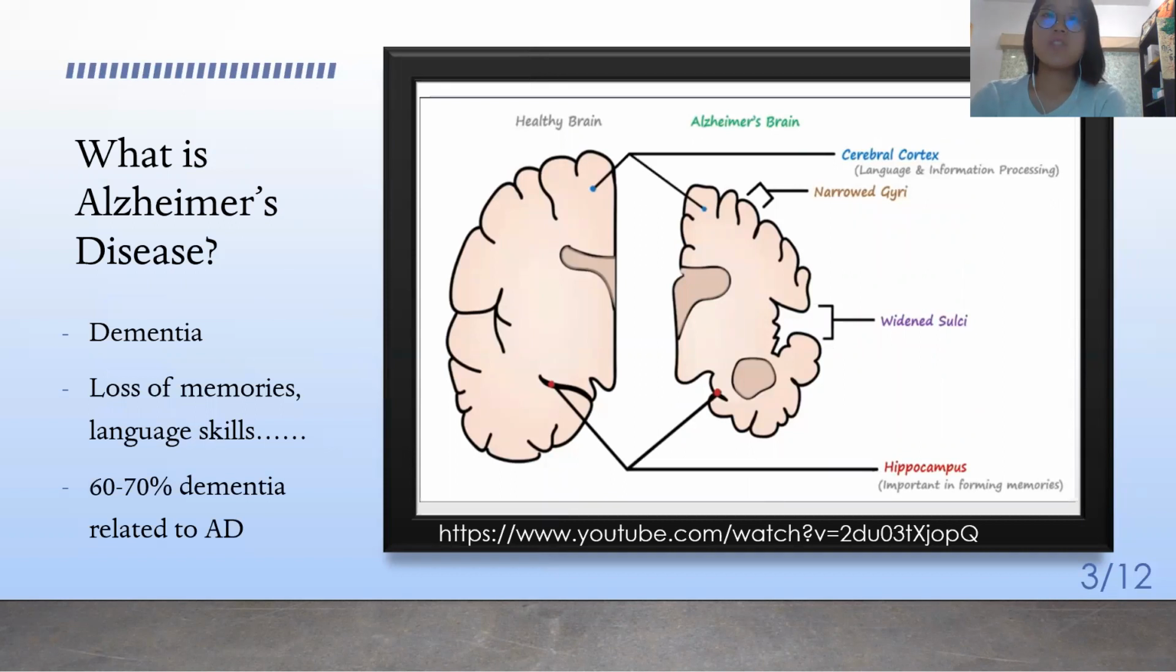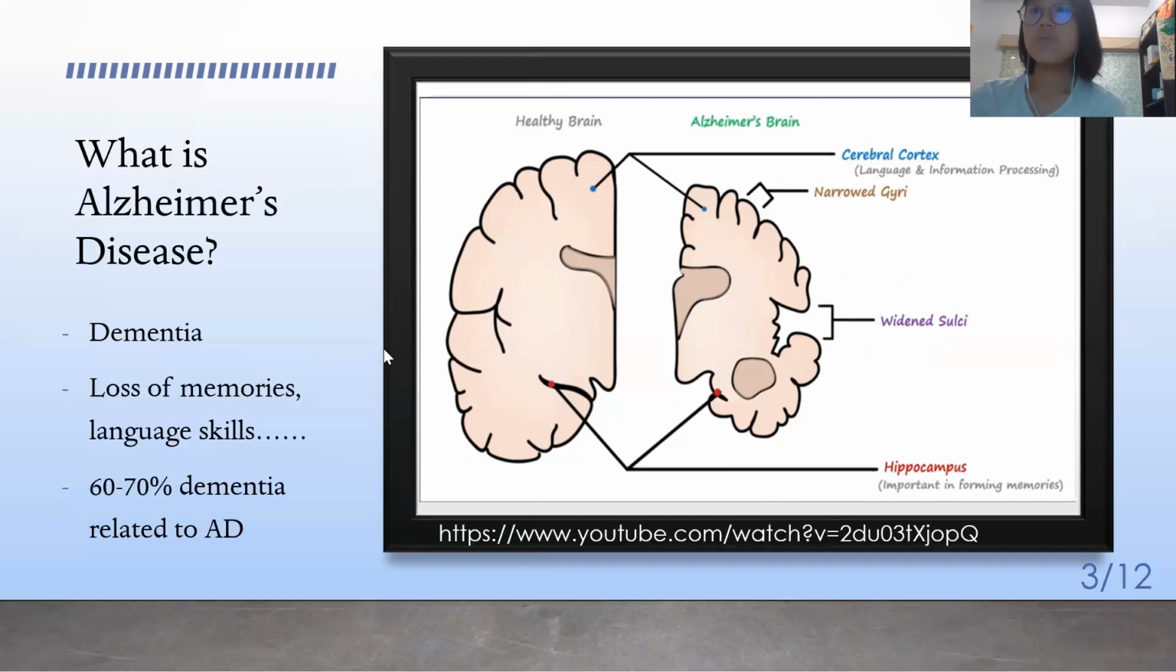So what is Alzheimer's disease? It is a kind of dementia. There are 50 million people worldwide who are diagnosed with dementia, and 60 to 70% of them are related to Alzheimer's disease. Alzheimer's patients experience cognitive defects such as loss of memories, loss of language skills, or disorientation.